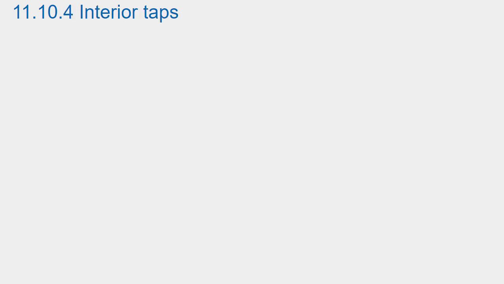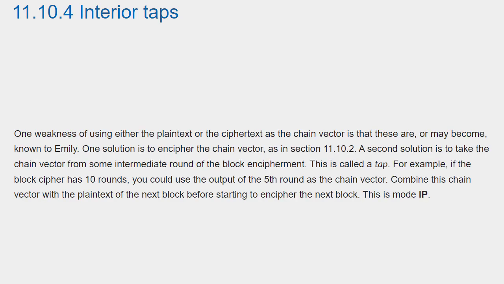Section 11.10.4 Interior taps. One weakness of using either the plain text or the ciphertext as the chain vector is that these are, or may become, known to Emily. One solution is to encipher the chain vector, as in section 11.10.2. A second solution is to take the chain vector from some intermediate round of the block encipherment. This is called a tap. For example, if the block cipher has 10 rounds, you could use the output of the 5th round as the chain vector. Combine this chain vector with the plain text of the next block before starting to encipher the next block. This is mode IP.